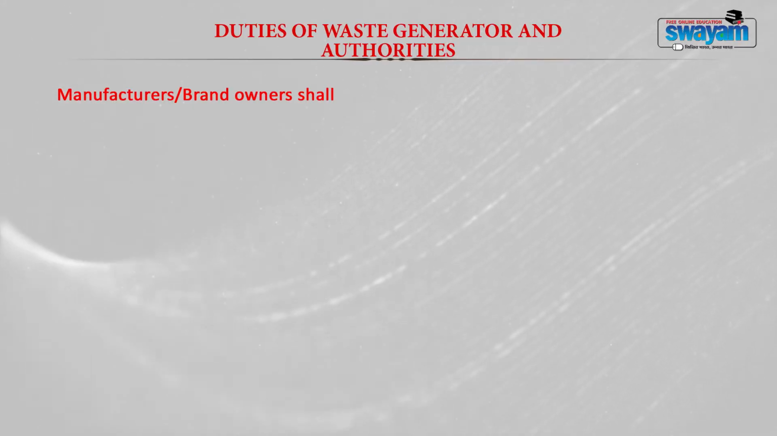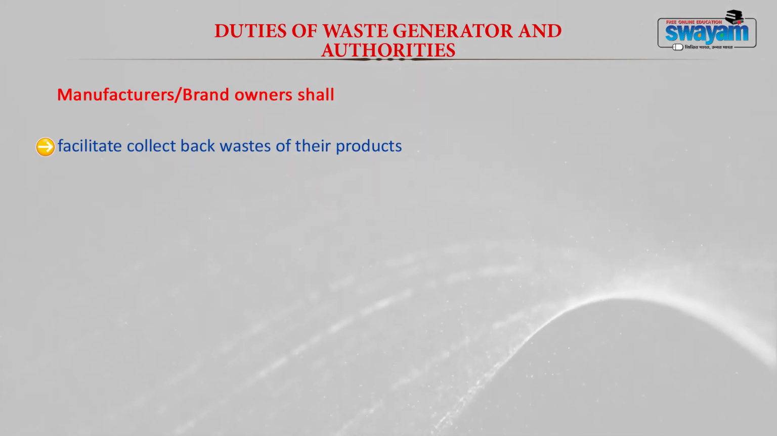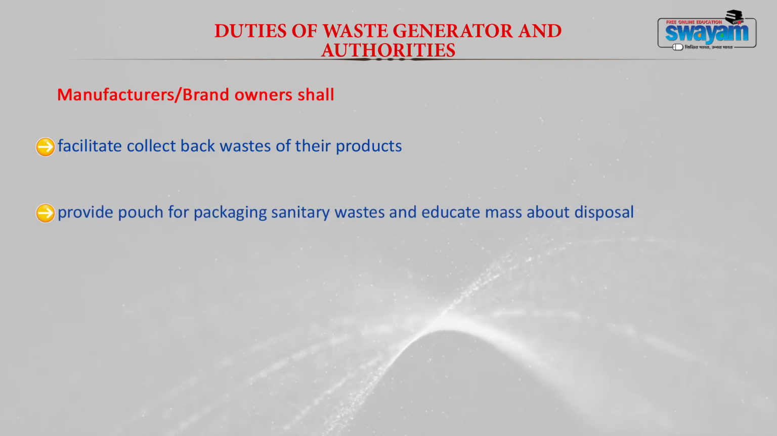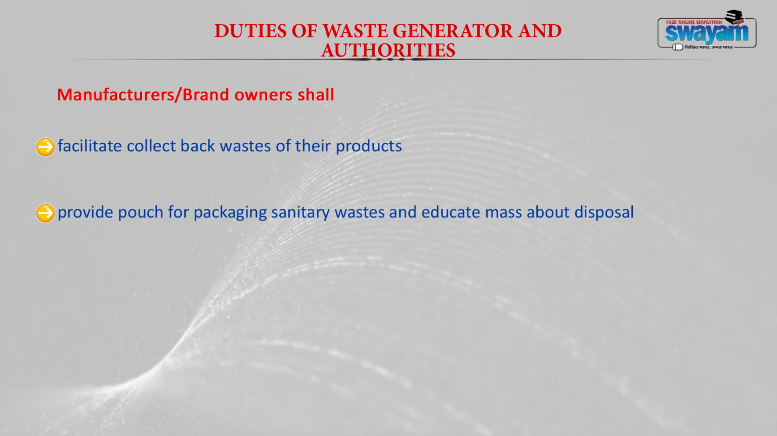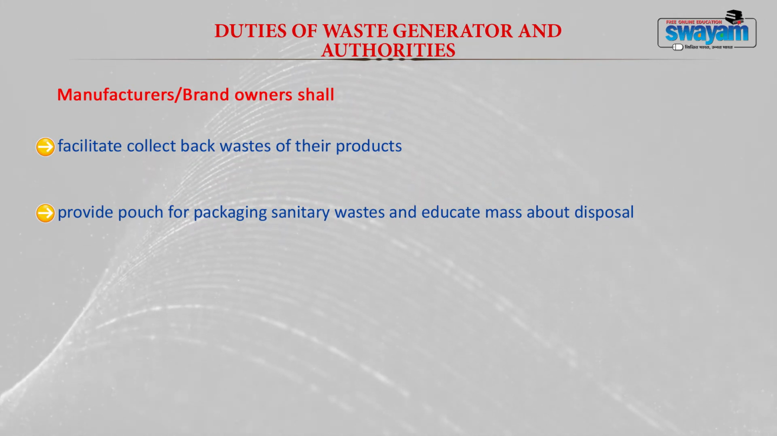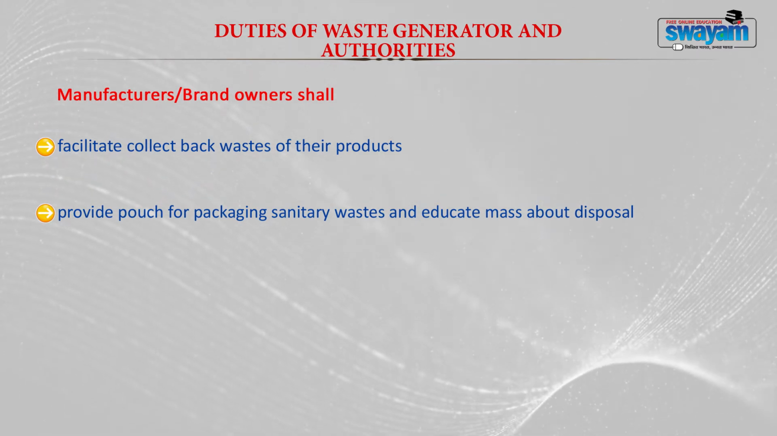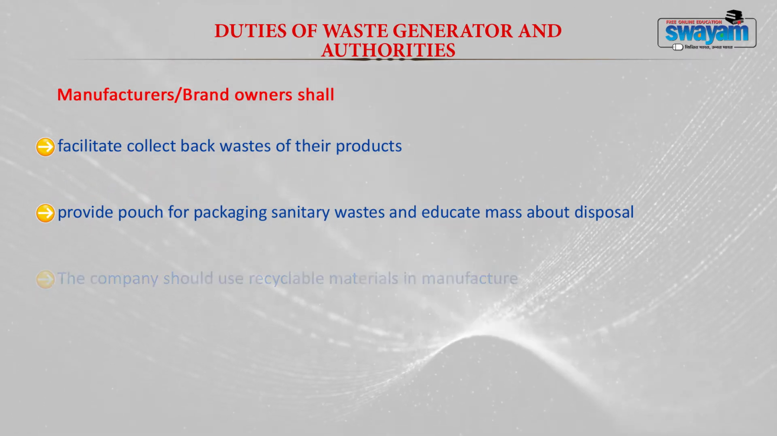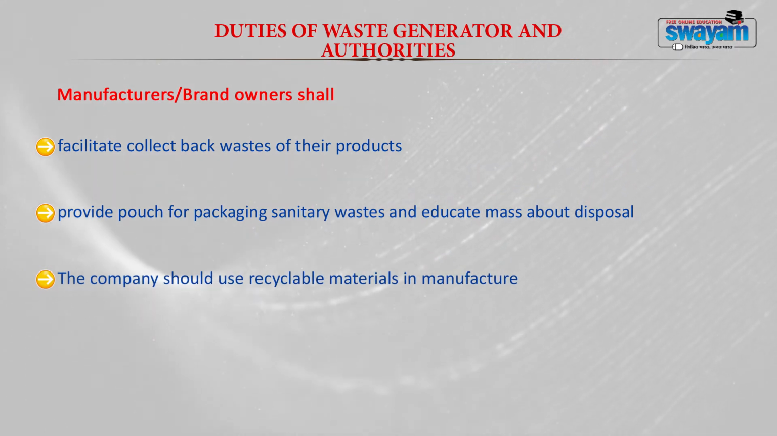Now, what are the duties of a manufacturer or a brand owner? A brand owner or manufacturer should set up collection centers to collect back the waste of their products. One example is they should provide a pouch along with the diapers and sanitary pads, so that this waste can be put into these pouches and then disposed of. They should also educate the masses about the proper disposal of such waste. The company should use recyclable materials as far as possible in the manufacturing process.